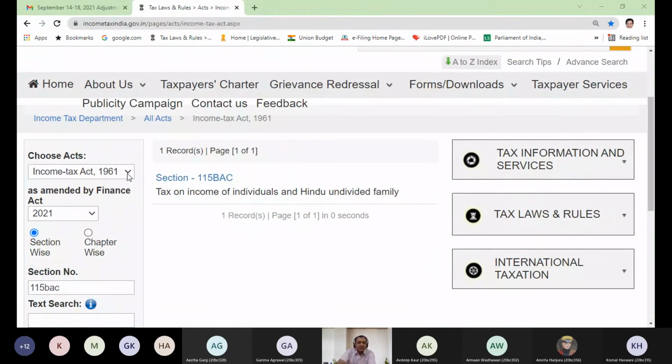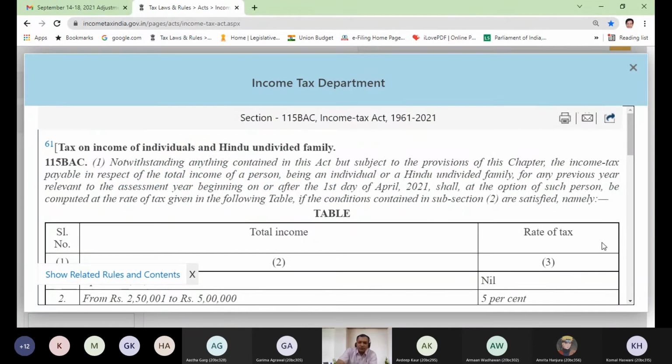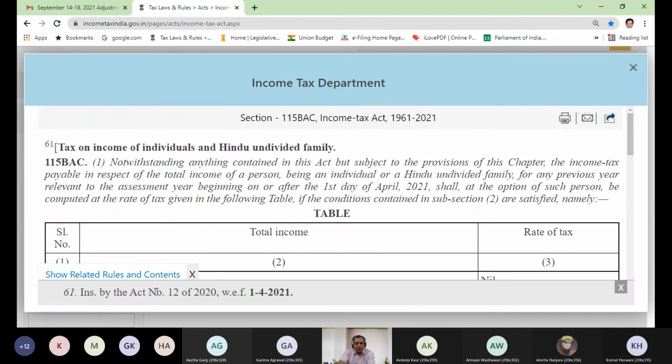So you can select Income Tax Act, section 115BAC, and now click it. Now this is how you will read. If you click this superscript 61, I think you can see in the footnote you will get this point: INS dot, inserted by Act number 12 of 2020 with effect from assessment year 21-22. So this website will tell you that this section has been inserted by Finance Act 20.